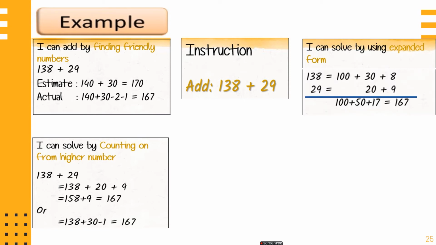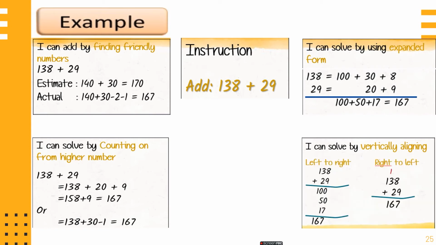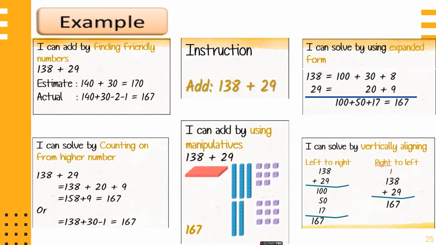Or they can write in an expanded form and then get the solution. 138 as 100 plus 30 plus 8, and 29 as 20 plus 9. Add the hundreds, the tens, and the ones, and then finally add them all together. They can do the same thing by arranging vertically and then adding from left to right or from right to left. Or they can do that same thing by using manipulatives also. Represent 138 using base 10 blocks, and 29 also using base 10 blocks, and then count the blocks and write the solution. So in a variety of ways when addition can be done, when students see this, then their own understanding or the learning becomes deeper.